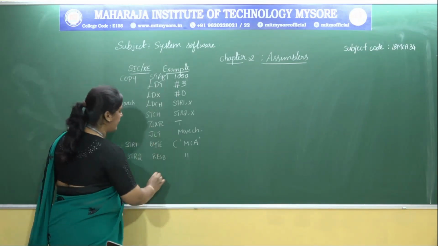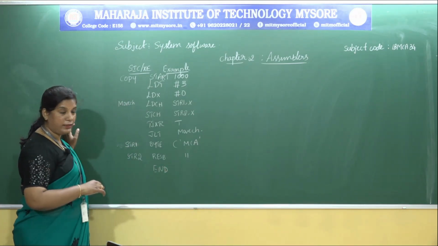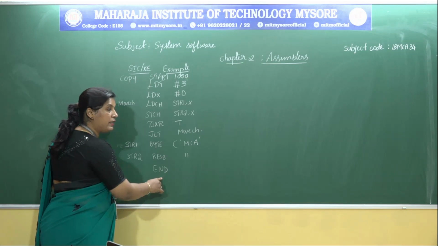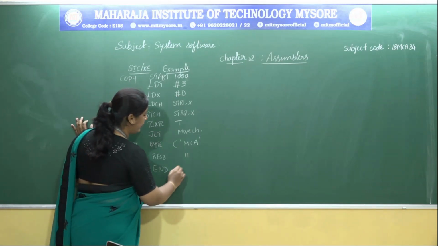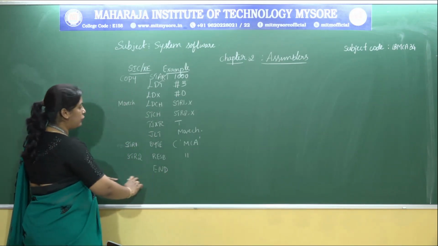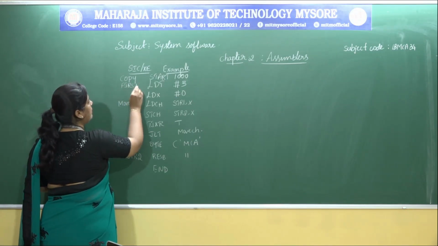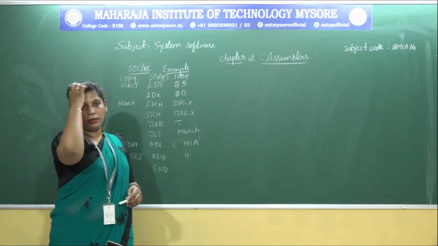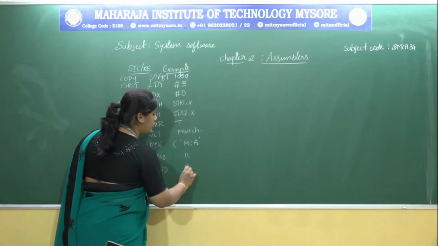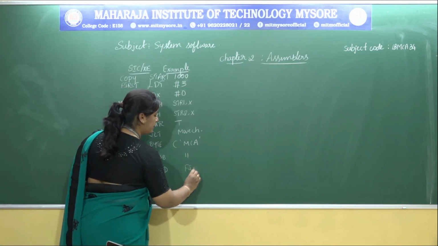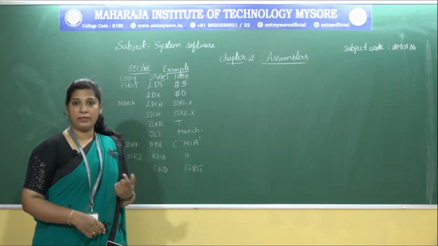Once the program has started, of course the program must be ended with the assembler directive END. It directs the assembler that it is the end of the program. At the end of the program, the control has to be transferred to the first instruction. So for the first instruction I am giving the label name FIRST. So with END, I need to mention the label FIRST. This is a simple program I have taken.